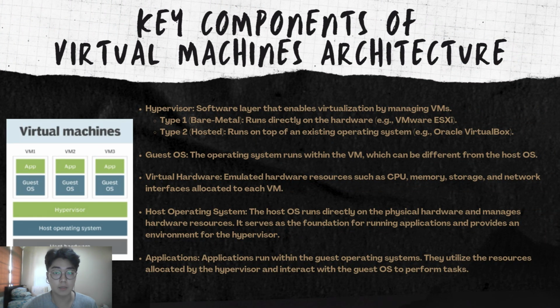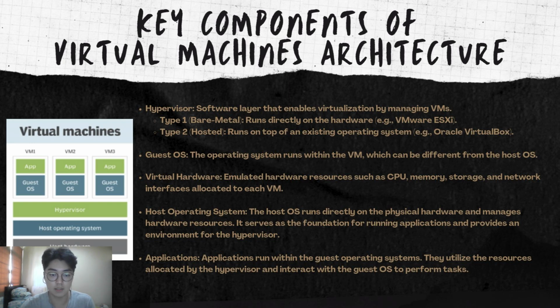Next, the key components of virtual machine architecture. There are two types of hypervisor. The type 1 hypervisor, the bare metal, runs directly on the hardware, with VMware ESXi as the example. And the type 2 hypervisor, the hosted hypervisor, runs on top of an existing operating system, such as our chosen hypervisor, the Oracle VirtualBox.